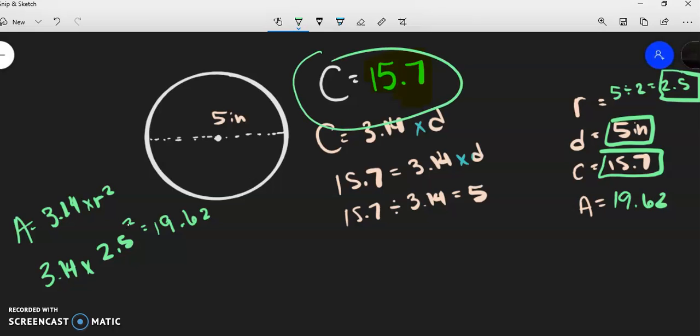So the main idea of this video is if you're given the circumference, which is right here, you can find all the other elements of a circle, but you have to start off with diameter first. So we're going to divide our circumference by pi, 3.14, and it'll give us the diameter. And from there we can find the radius and the area.